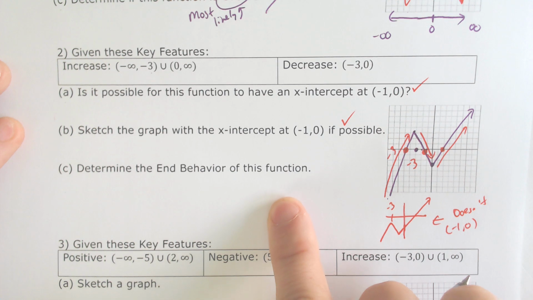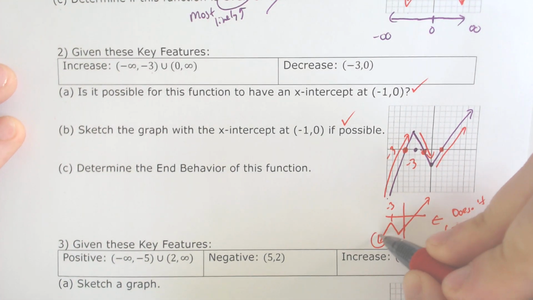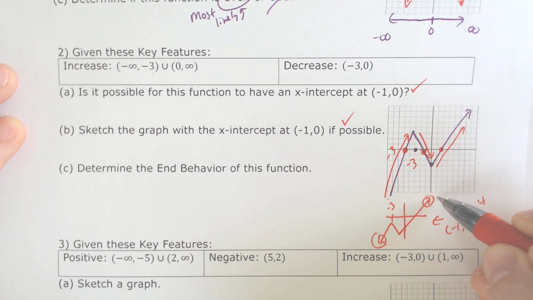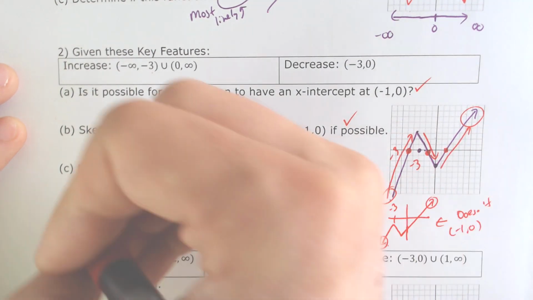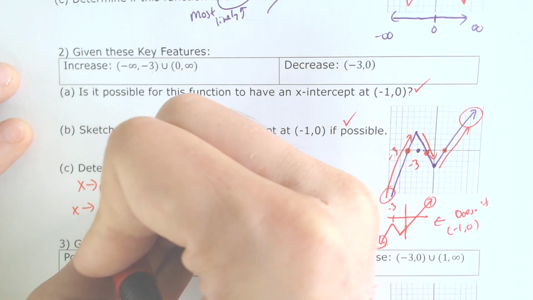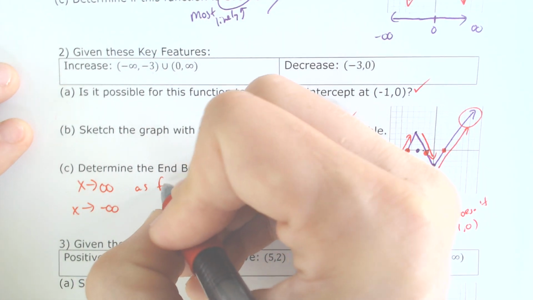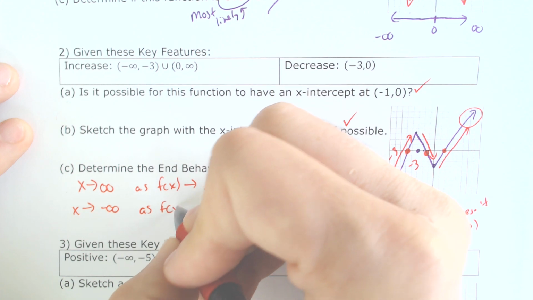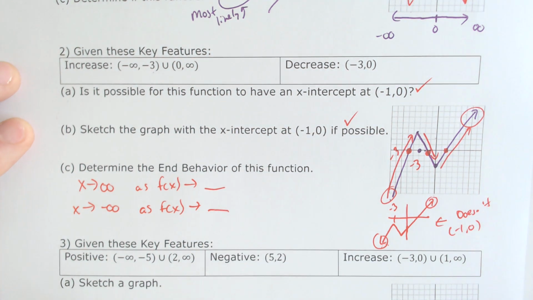Last bit is determine the end behavior. In both graphs, the end behavior remains the same. See how the left side is going down and the right side is going up. So as x approaches infinity, f of x approaches blank, and as x approaches negative infinity, f of x approaches blank. That's the setup every time.